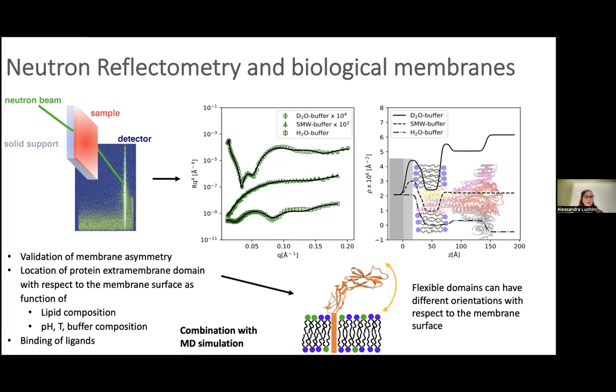There are groups that are doing this, but of course it would be nice for this to become something a little bit more standardized in the future. And then this could actually allow us to study quite a lot of different membrane proteins and check, for example, how their orientation can change depending on the lipid composition or other parameters such as pH, temperature, or binding of ligands.